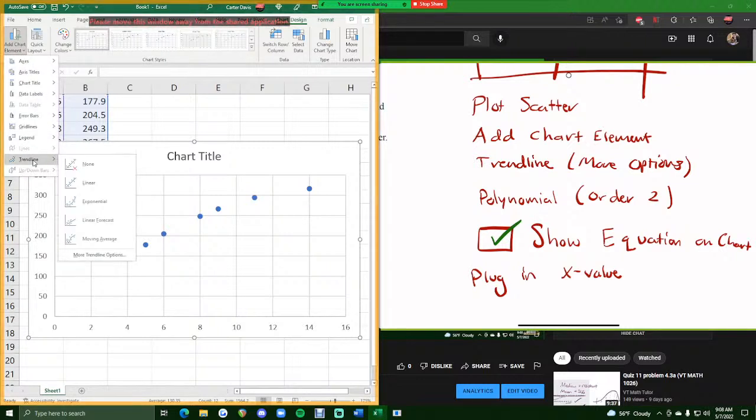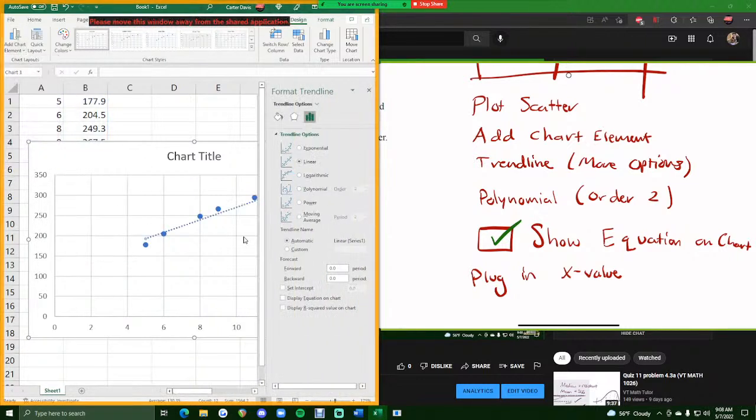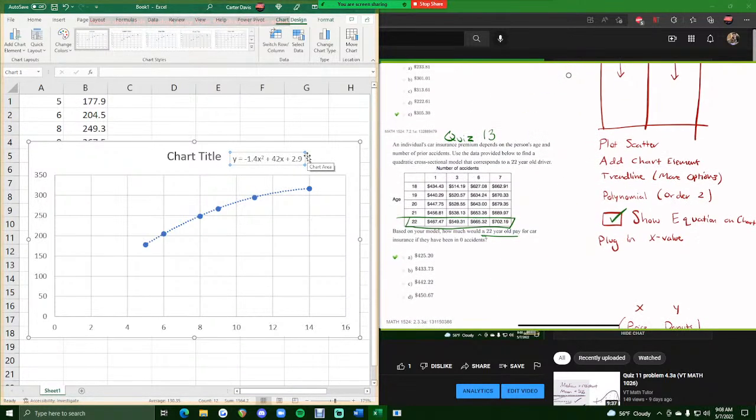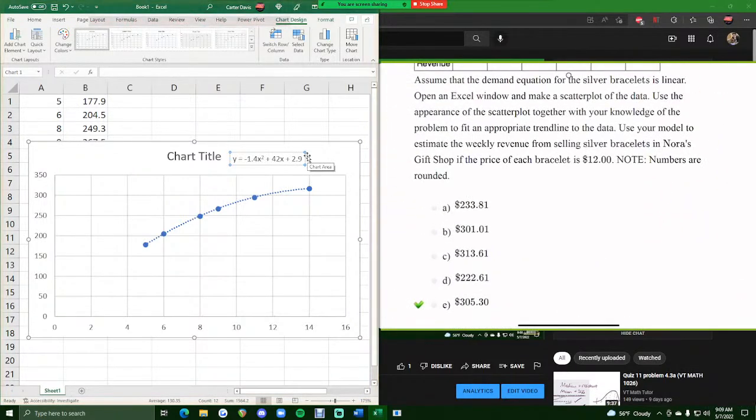We go down to trend line. We skip over all these, go to more options, and we always click polynomial. We are not doing a line of best fit. We're doing a curve, a polynomial, a parabola of best fit. And then you'll click on display equation on the chart. That'll give you this equation here, and this is what we will plug in the x value they give us to. So they ask us to estimate the revenue when the price is 12.